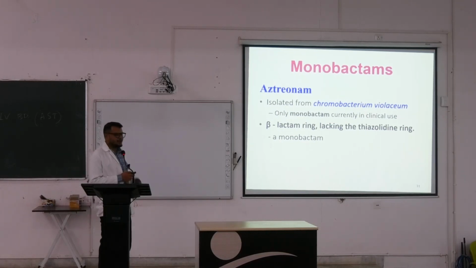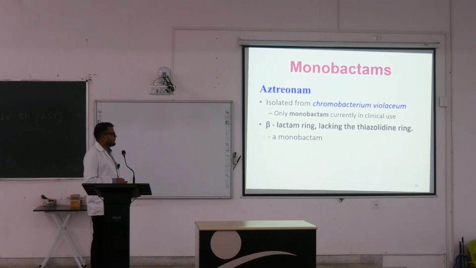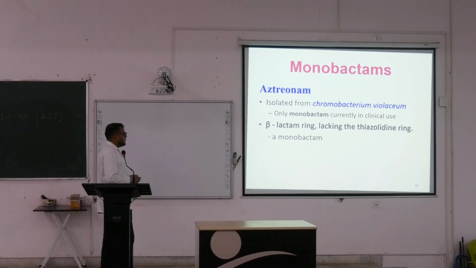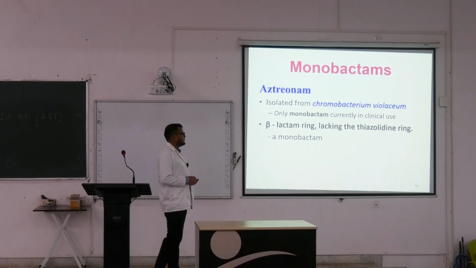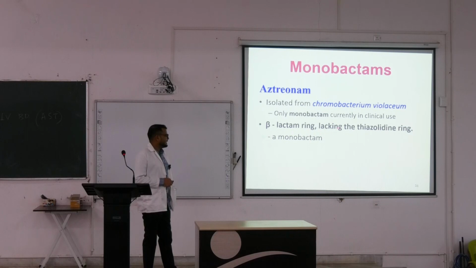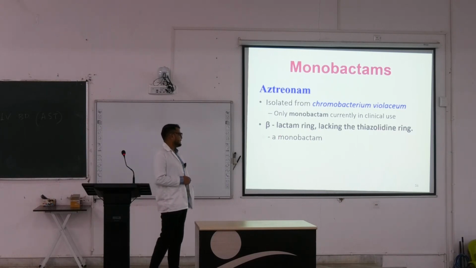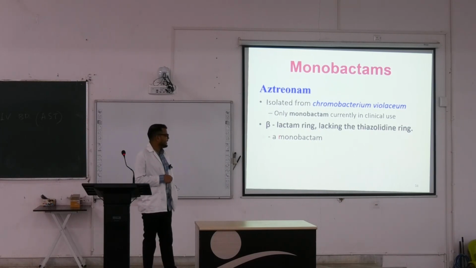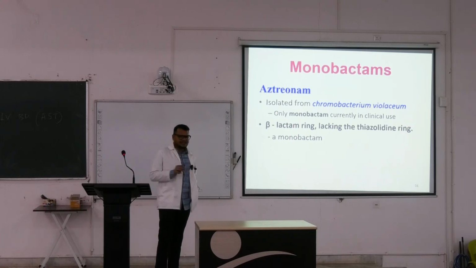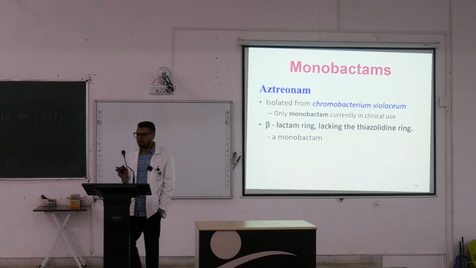What is first? Monobactam, that is Aztreonam. Aztreonam is isolated from Chromobacterium violaceum. Okay, only monobactam currently in use. Beta-lactam ring but lacking the thiazolidine ring, that is called a monobactam. So, mono, but Aztreonam is very less used now.